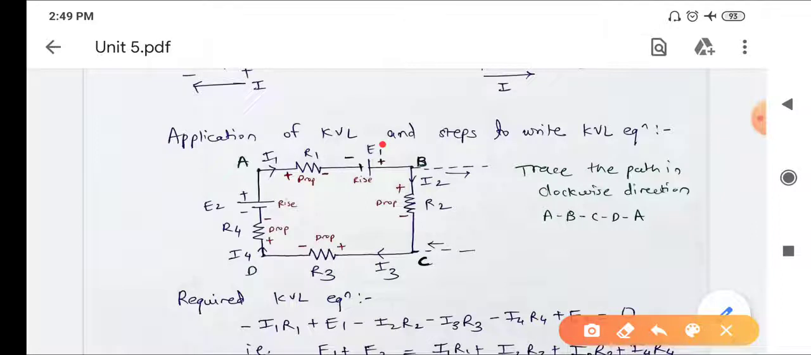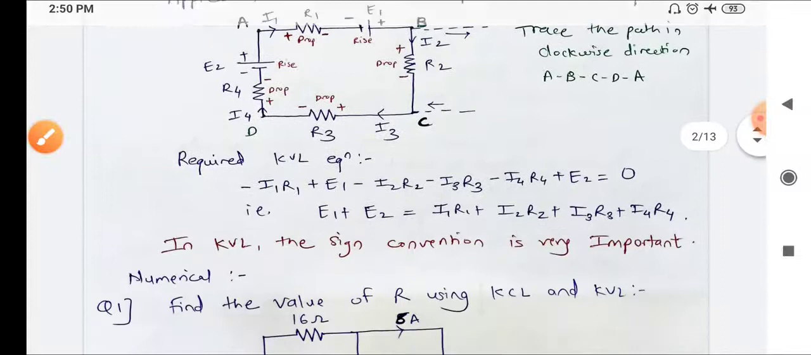Likewise, if you trace the path, the second potential rise is E2, because for E2 also the negative sign gets encountered first. Hence here E1 and E2 are the potential rises, whereas R1, R2, R3 and R4 are the potential drops in this network. So while writing the KVL equation, we are going to consider potential drops with a negative sign and potential rises with a positive sign.